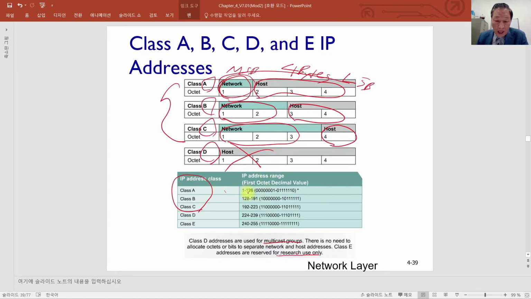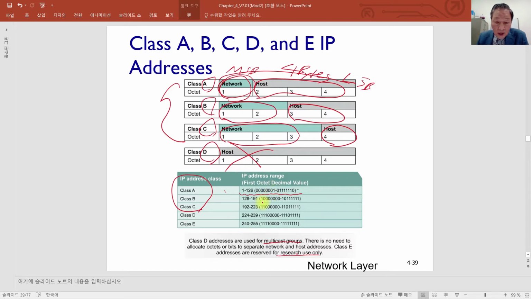Here, if we look at these IP addresses, the range will be like that. Because class A uses the first byte for the network, this address range is like this. We are changing it to binary format. This is class A. Only this one will be used.